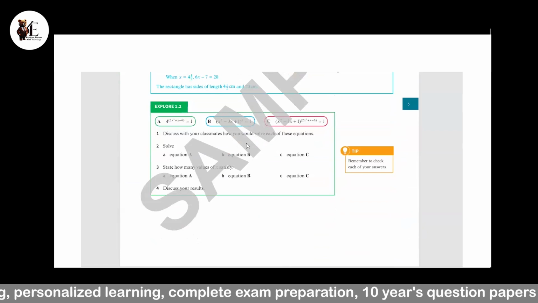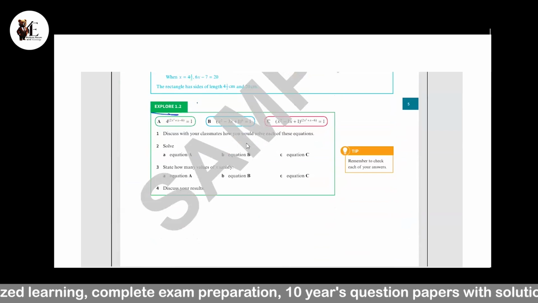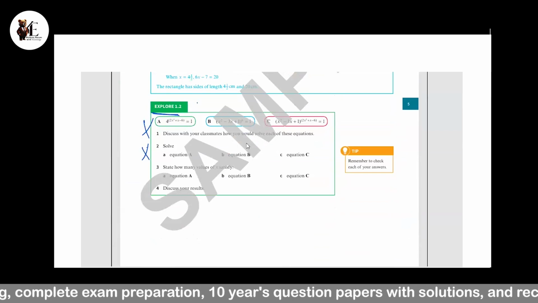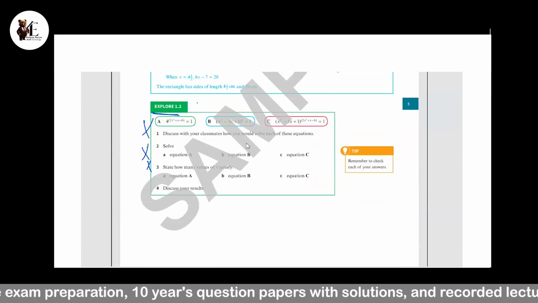Okay, so don't do this. It's Explore 1.2. Such type of question doesn't come in examination.